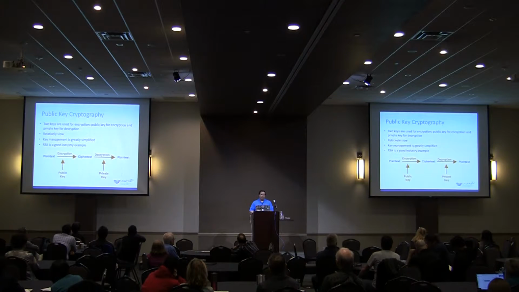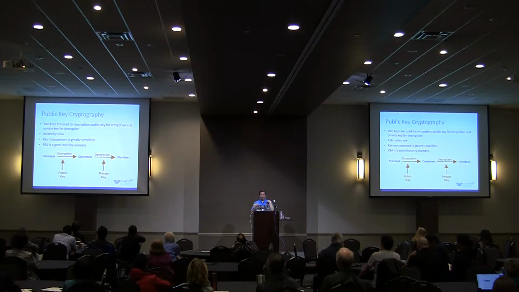Public key cryptography, or asymmetric cryptography, is different. You have two keys. These two keys are mathematically related to each other. But you have one that's basically used for encryption and one that's used for decryption. And the truth is it really doesn't matter which one you use as long as you use the opposite key. But one is labeled as the public key and one is labeled as the private key, with the public being accessible to the public and the private being kept private.